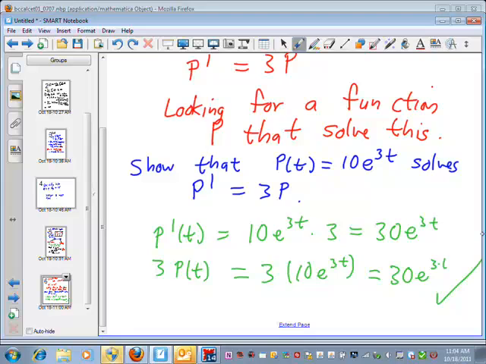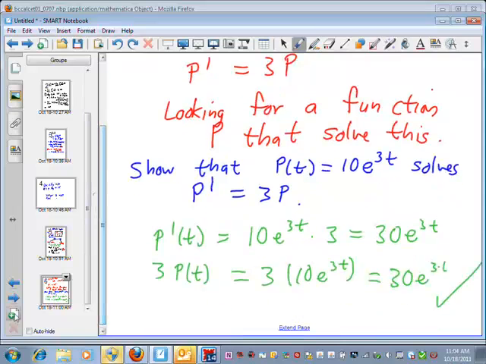t squared is not a solution to this differential equation, right? The derivative of t squared is 2t, but 2t is certainly not 3 times t squared. They're not the same function, right? t to the 7th is not a solution to this either. The derivative of t to the 7th is 7t to the 6th, and that is certainly not 3t to the 7th for every t. That's what we mean by it solves that. Questions about this here?